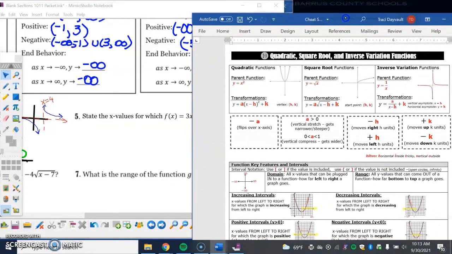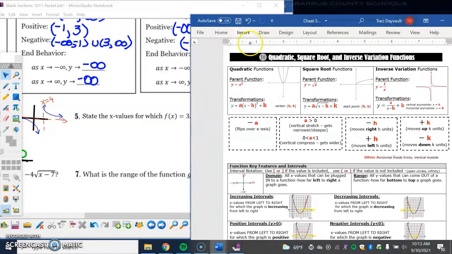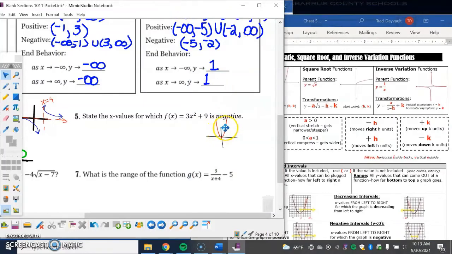That k, since it's outside of the function, would move the graph up 9 units. So it'd be something a little bit like this. All right, it says, when is this going to be negative?